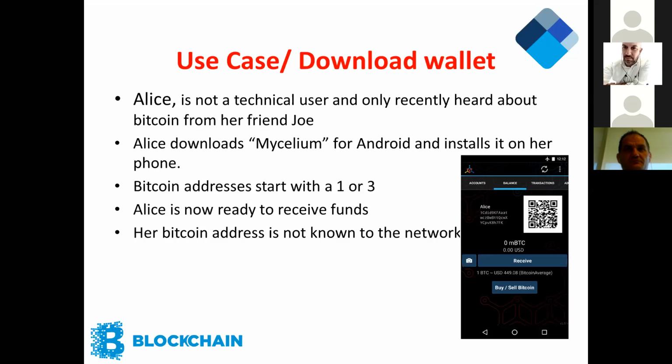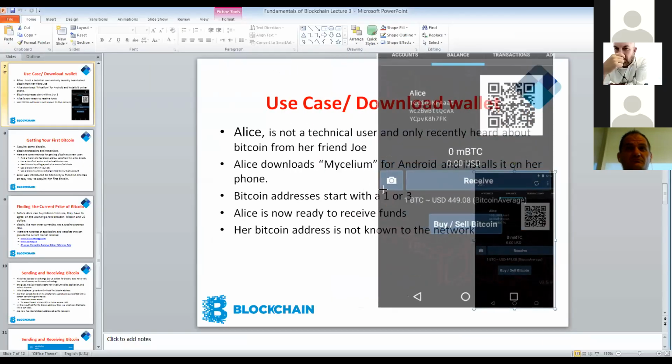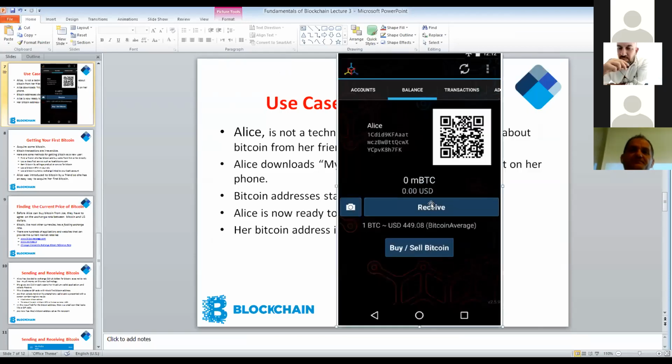Now, her friend Joe suggests that Alice download one software called Mycelium. Once we finish this course, we all will download this Mycelium software. Mycelium is available on iOS and Android both, so we all will install it on our mobile device. As soon as she downloads this software, she can see this kind of screen on her mobile phone. Let me make it bigger.